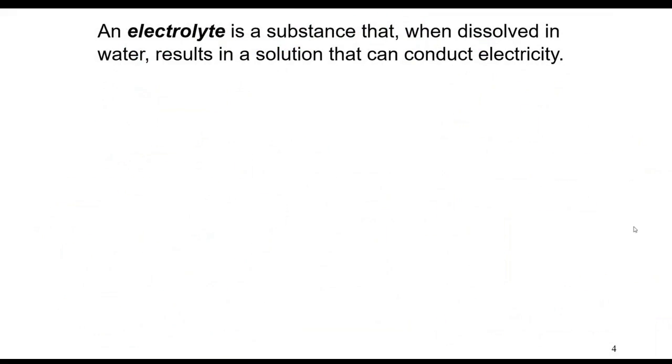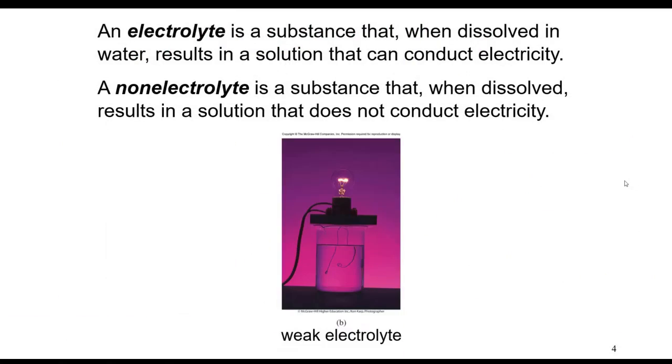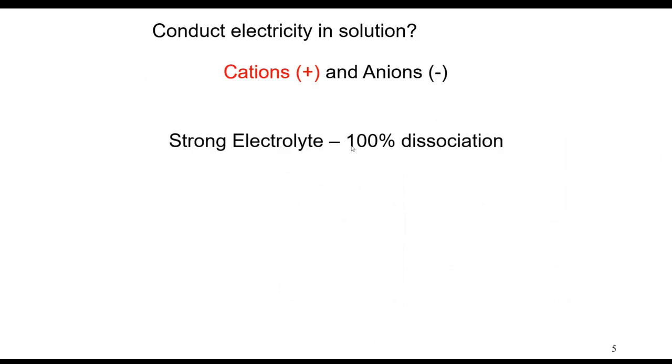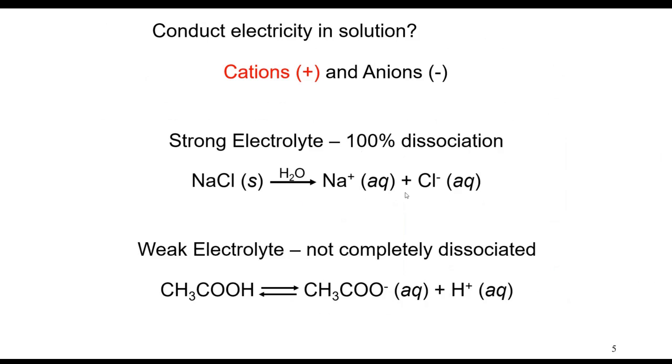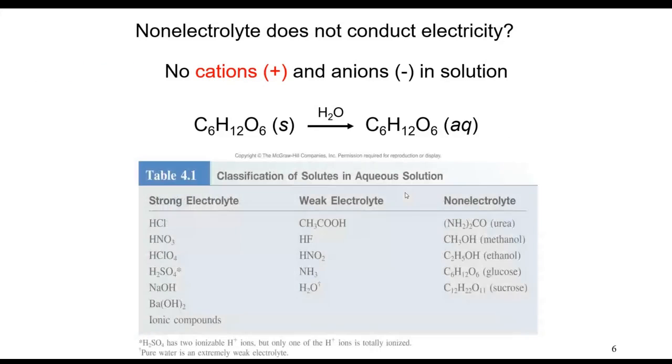And now, again, here is the electrolyte I told you about, and what is a non-electrolyte? In a non-electrolyte, no electricity passes, in a weak electrolyte a small amount of electricity passes, and in a strong electrolyte a greater amount of electricity passes. Now why does electricity pass? Due to positive and negative ions. A strong electrolyte has 100% dissociation, while weak electrolytes are not completely dissociated, just like acetic acid. Now in non-electrolytes, I already told you.